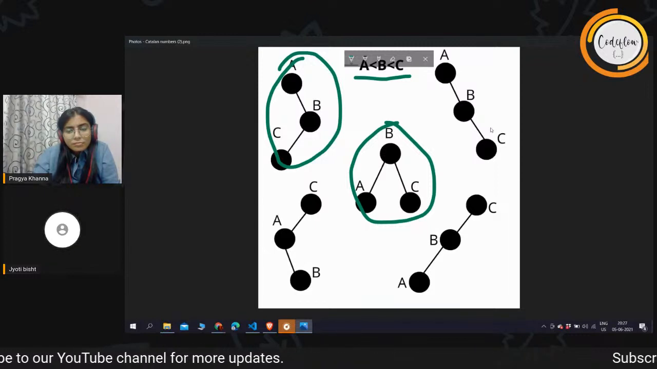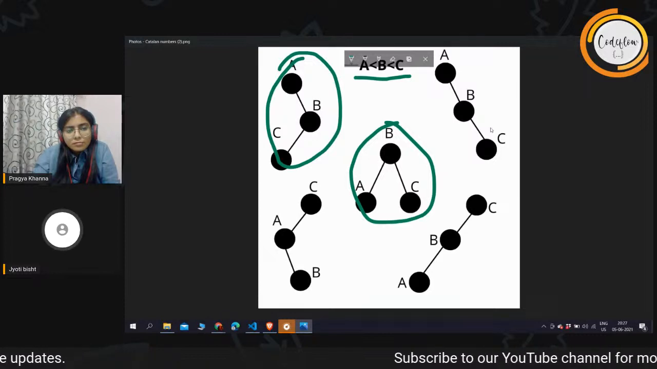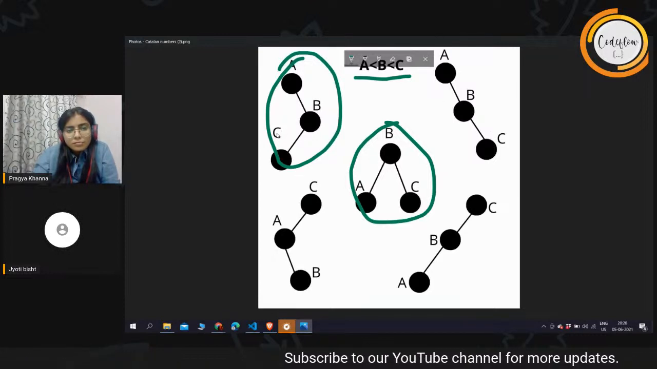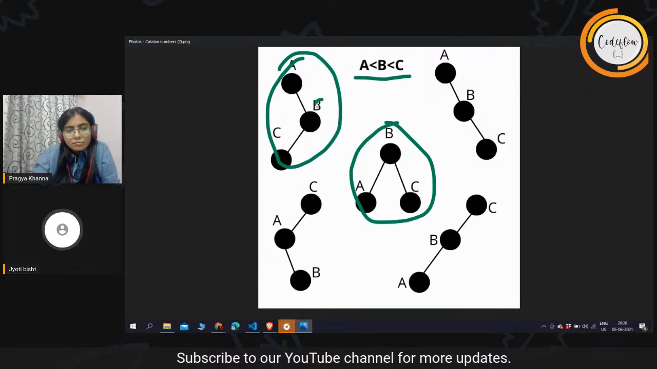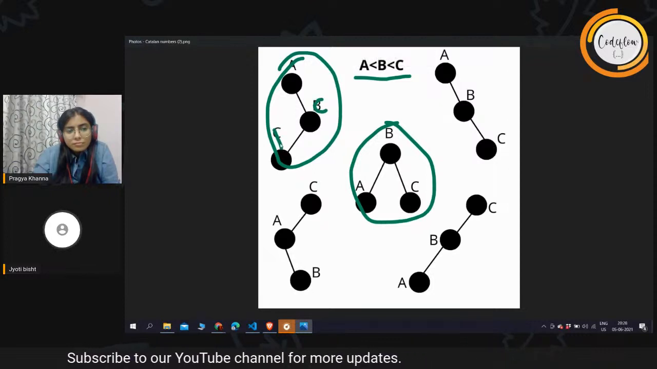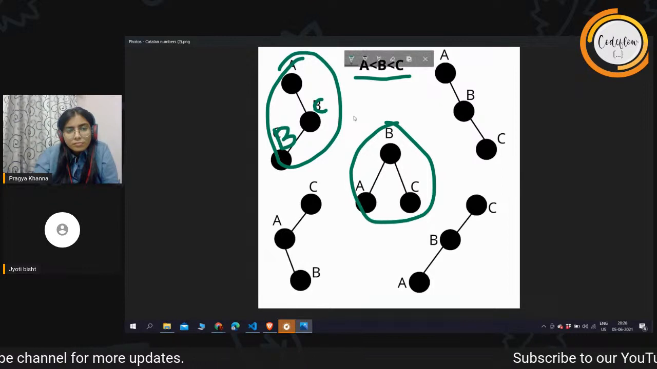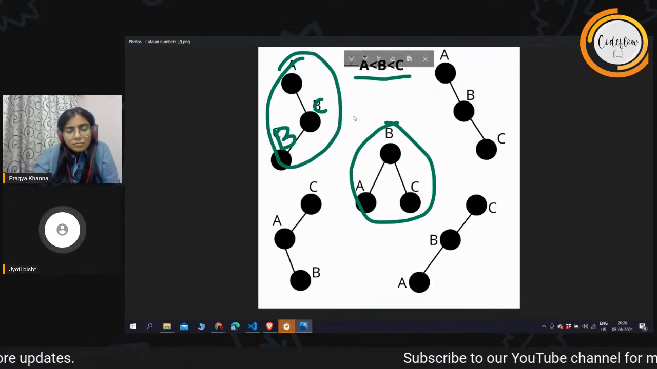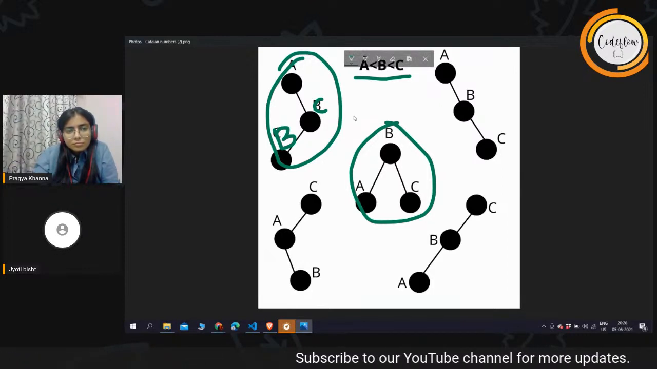No, okay. C is greater than B, then C should also come in right then. I'm just telling you ways because, okay, this is just numbered wrongly. It's C and B. Okay. Apart from this, any more possible combination is not possible, right?